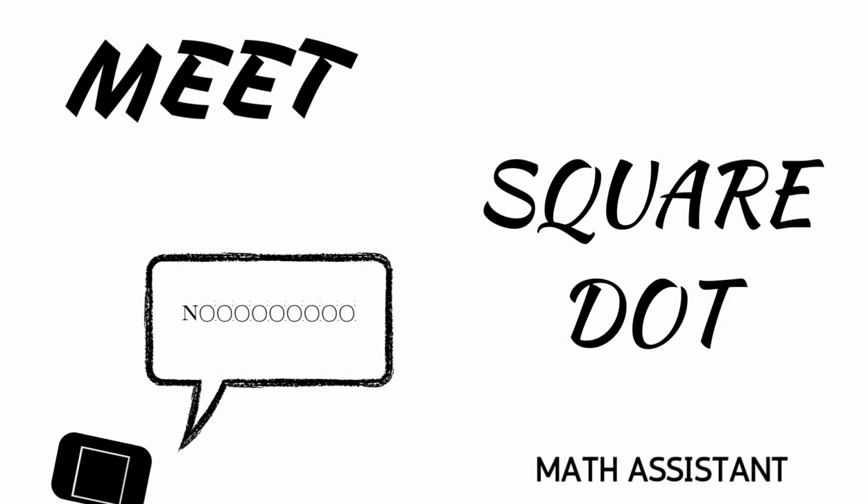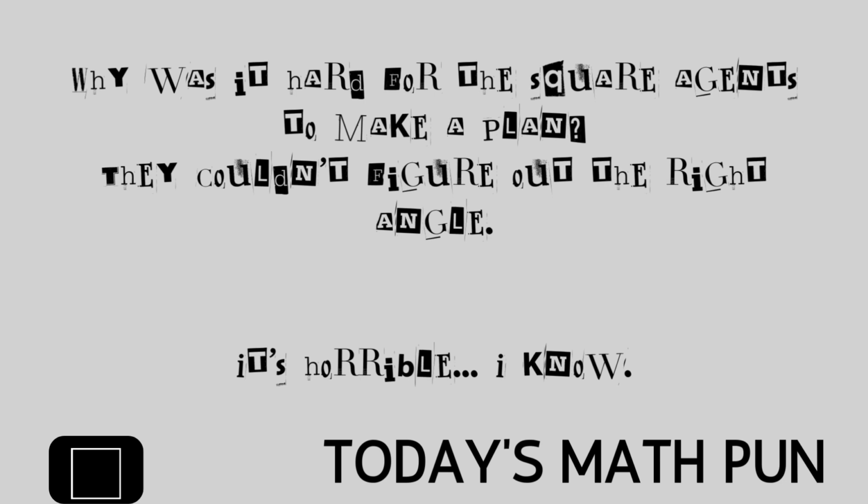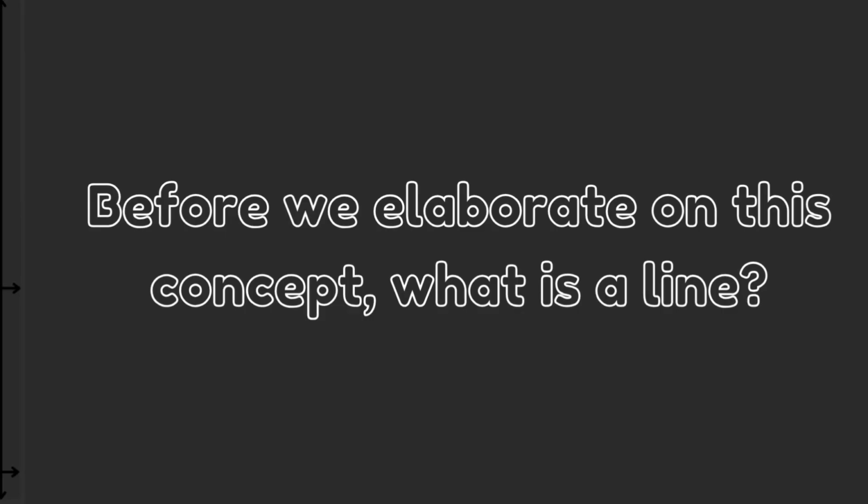This is our math assistant. No, you have to tell the math pun. Fine. Why was it hard for the Square agents to make a plan? They couldn't figure out the right angle. It's horrible. I know.